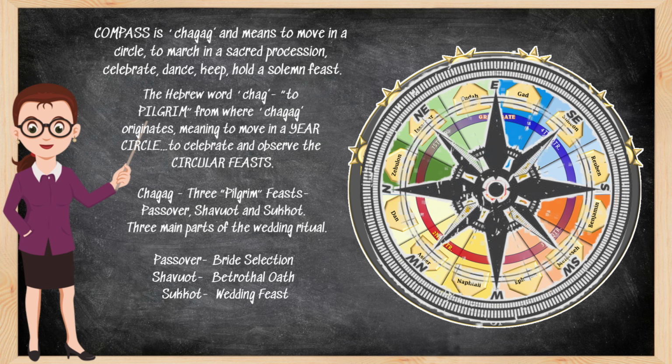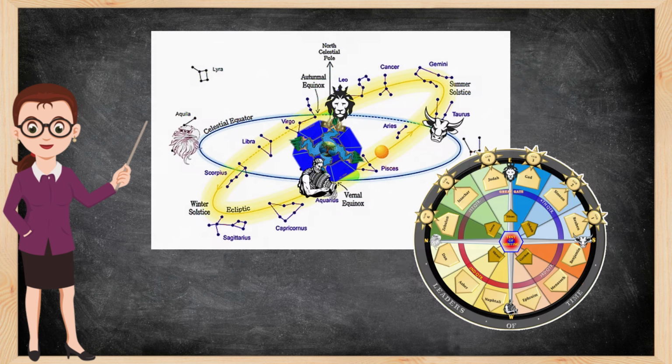For some 420 years, from Moses up until the time Solomon built the temple, the tabernacle was that place where the circular feasts were observed. Remember that the camp and the tabernacle are the reflection of their heavenly counterparts, the components of Yahuwah's timepiece.